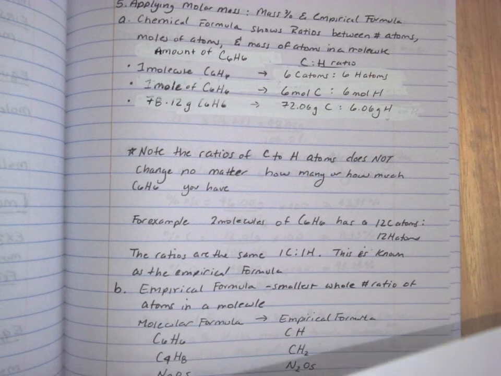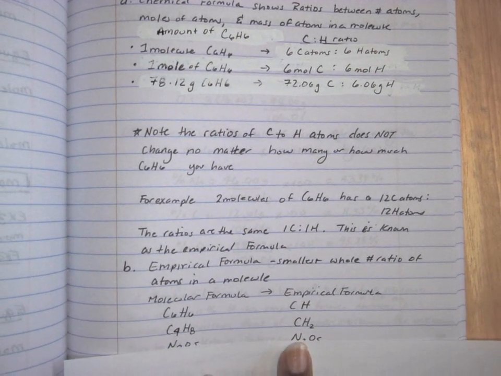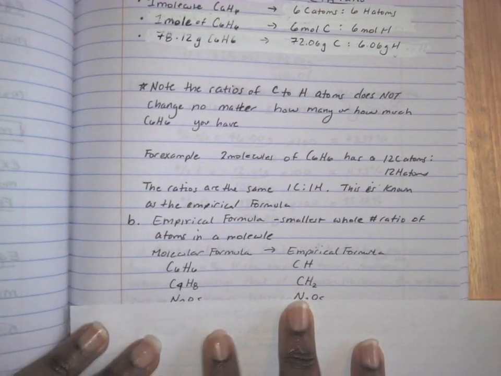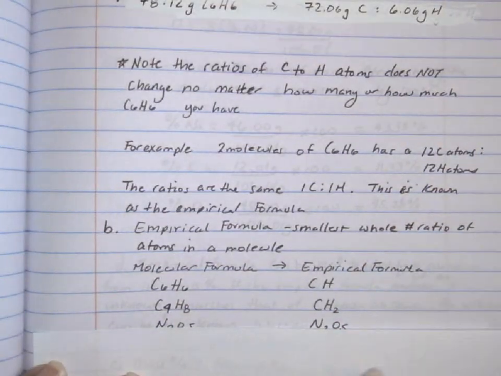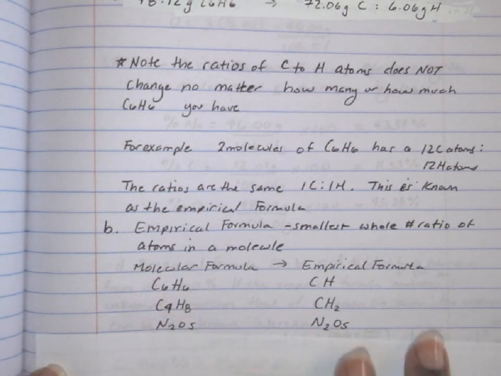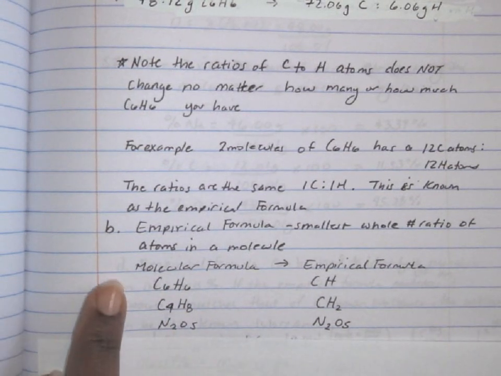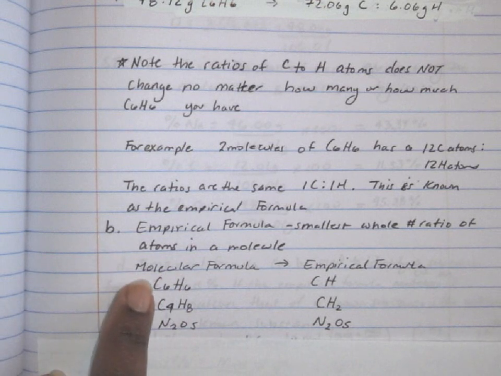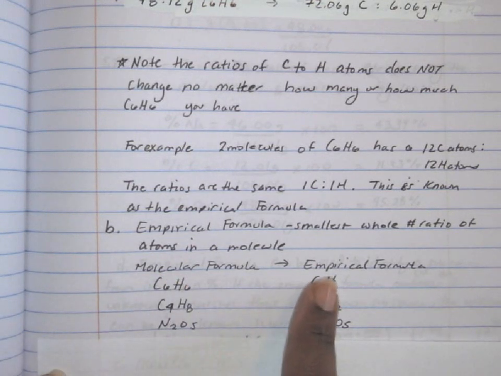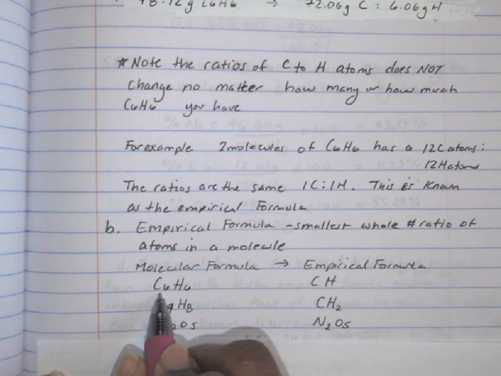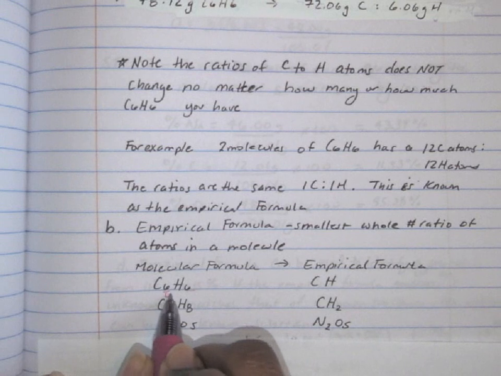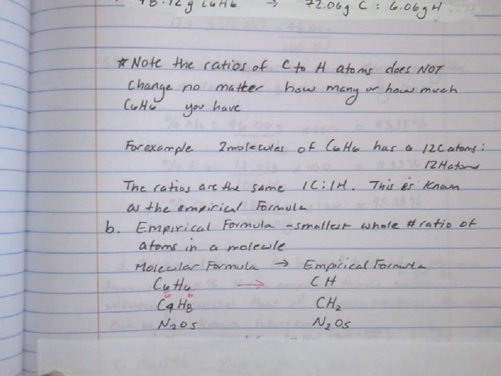Okay, so let's go into what the empirical formula is. The empirical formula is the smallest whole number ratio of atoms in a molecule. Essentially, the smallest or most simplified numbers you can use for the subscripts. For example, for a molecule like C6H6, its molecular formula is C6H6, but its empirical formula is CH. How do we get that? We get that by simply dividing out a common factor from all of those values. We could divide out a 6 here and a 6 here.